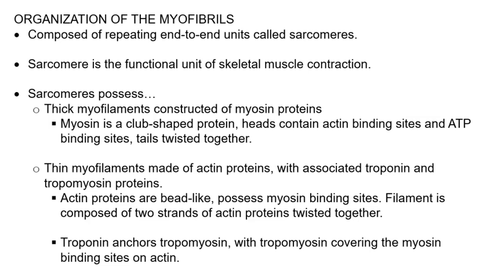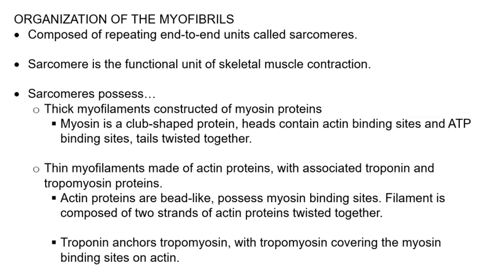The myofibrils are organelles that are composed of repeating units that are chained end to end, and those repeating units are called sarcomeres. The sarcomere is the functional unit of skeletal muscle contraction. Sarcomeres possess two major types of protein filaments. Those two types are the thick myofilaments and the thin myofilaments.